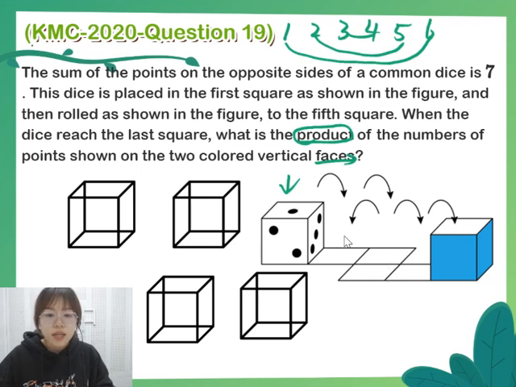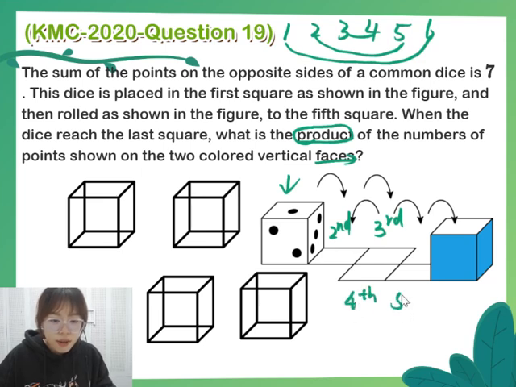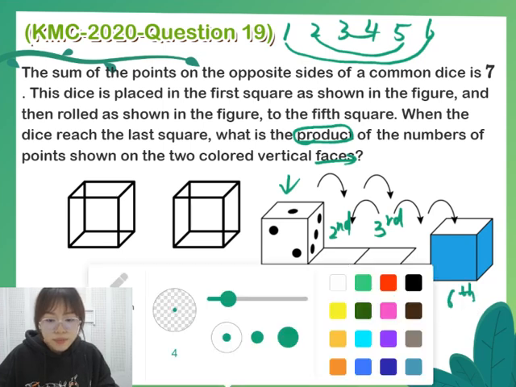And here, let's see how many times the dice rolls. Let me give each position a name. This is the first one, and this is the second square, and this is the third square, and here is the fourth and fifth. The last one is going to be the sixth.